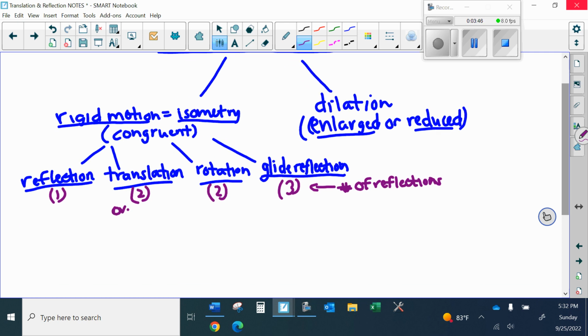Translation is over parallel lines. Over parallel lines. And this is over intersecting lines.